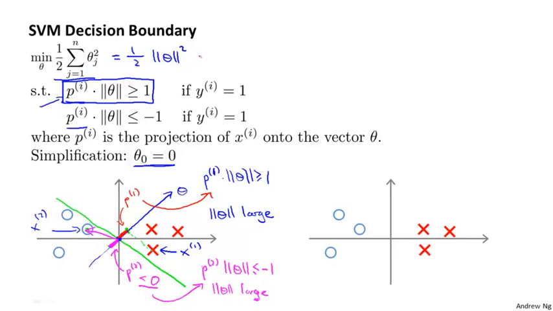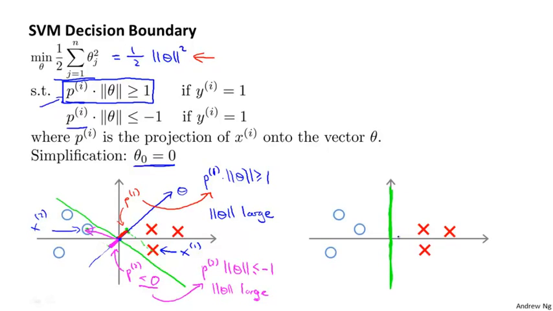But what we're doing in the optimization objective is trying to find a setting of parameters where the norm of theta is small. And so this doesn't seem like such a good direction for the parameter vector theta. In contrast, let's look at a different decision boundary. Here, let's say the SVM chooses that decision boundary.